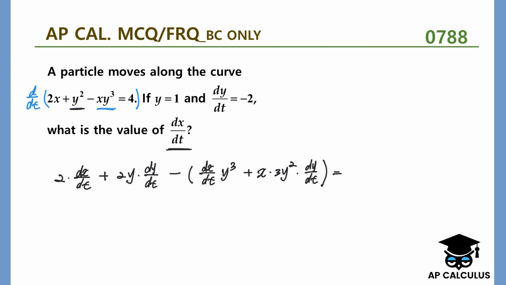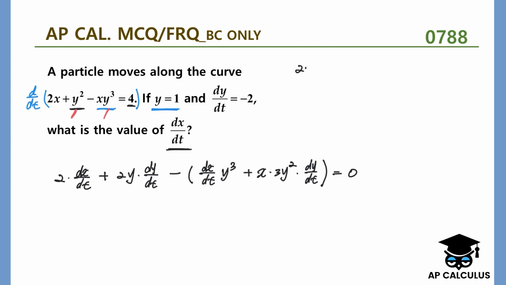That is equal to the derivative of 4, that's 0. So far so good. Here, when y is equal to 1, what is the value of x? Let's just substitute 1 for y.